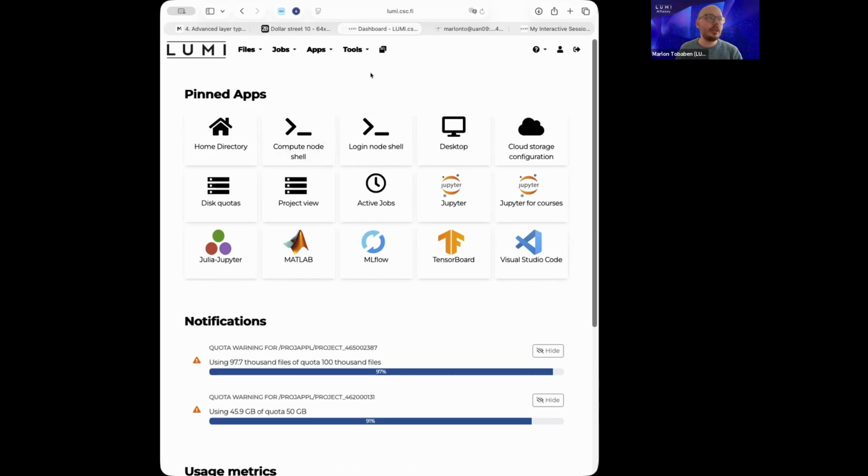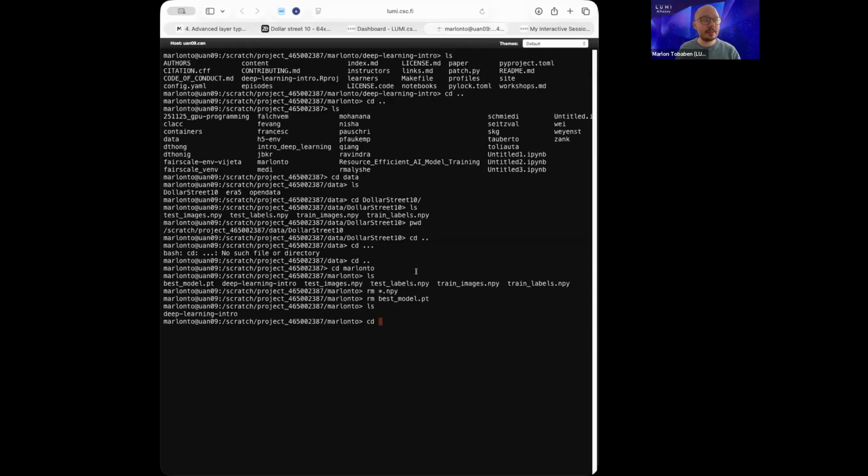But what we want to do is log into the Lumi web interface, and then go to this login node shell. I did that already. Then basically we go to the folder where you have saved your repository. For me, it's this intro.